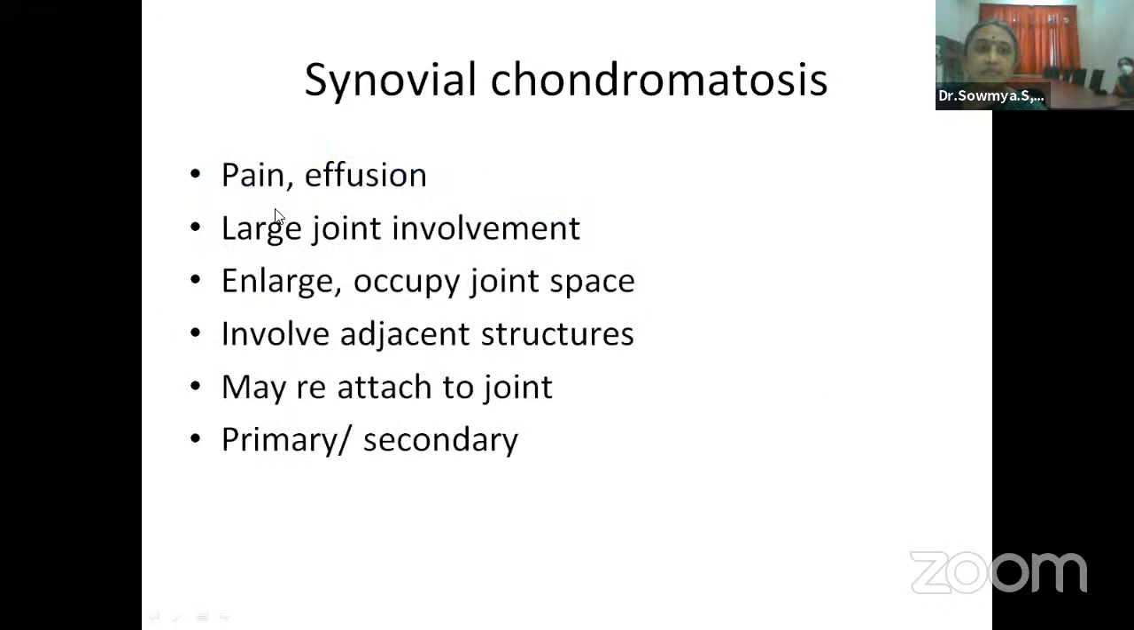So usually they present with pain, effusion, and mainly large joint involvement will be there, and they can enlarge and occupy the entire joint space, and they can also involve the adjacent structures. Sometimes they can even reattach to the joint and can be either primary or secondary.